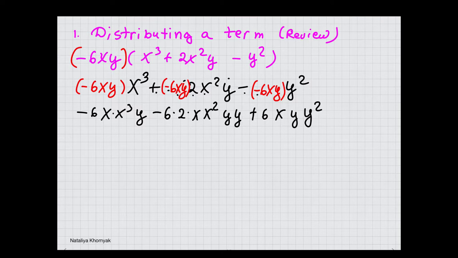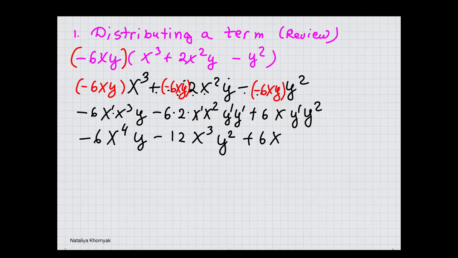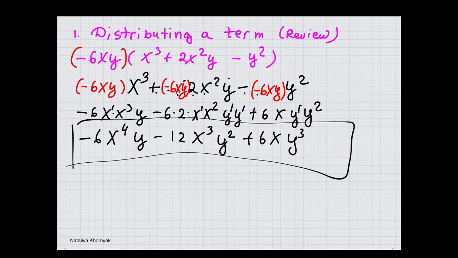And now we just simplify a little bit. We have negative 6, 1 plus 3, we have x to the fourth, y, minus 6 times 2, 12, 1 plus 2, x to the 3, y to the 1 plus 1, 2, plus 6x, 1 plus 2, y to the third. And this is our solution.